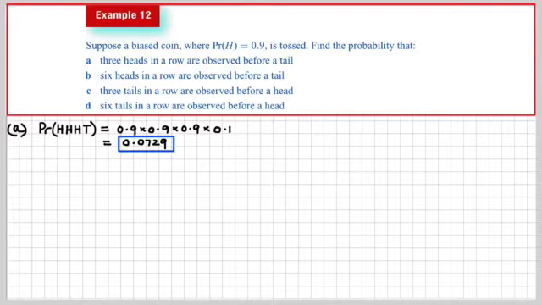0.0729. Okay, that's that one. Now let's see what B is. Yes, a Bernoulli trial run length 3, we know that. Thank you, Mr. Computer, for telling us.